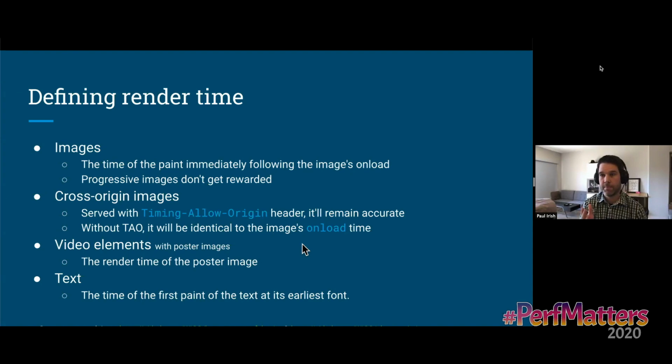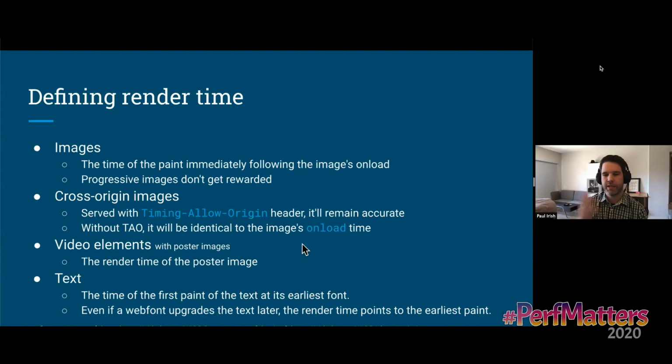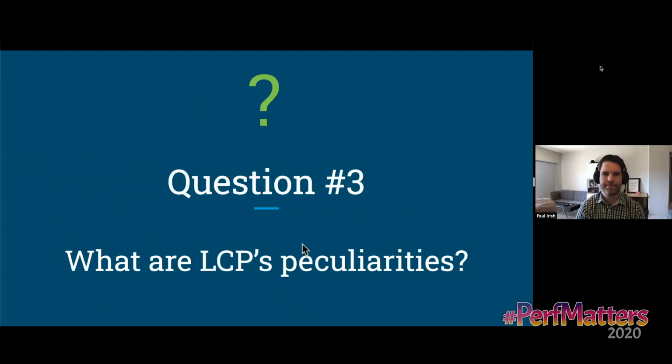And for text, it's just the paint time, the first paint of the text at its earliest font. And so that's a key thing to note: even if the web font upgrades the text to its new font later, render time points to the beginning one. But also if you're in the font block mode where the text is invisible, then render time won't, you didn't render it yet. So we wait until the glyphs are visible to the user in whatever font they are. All right, render time, good. Moving on.